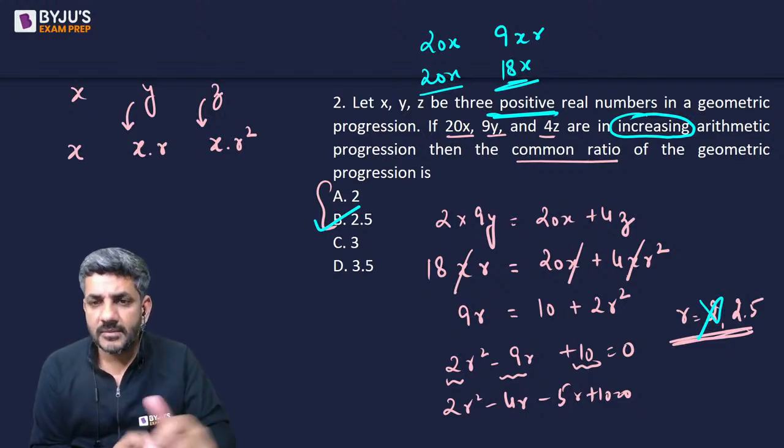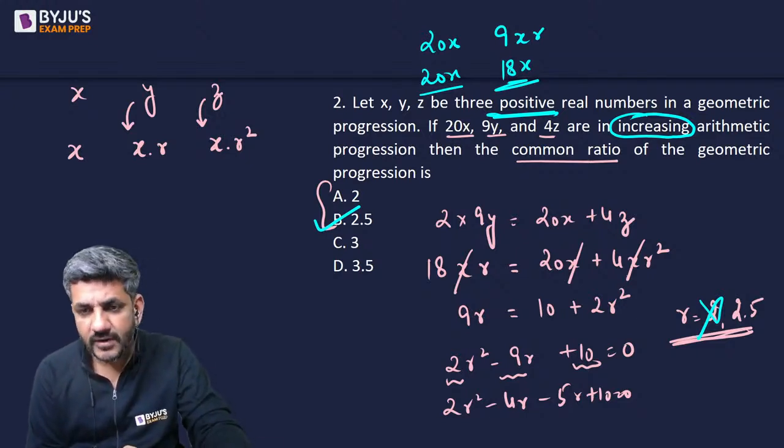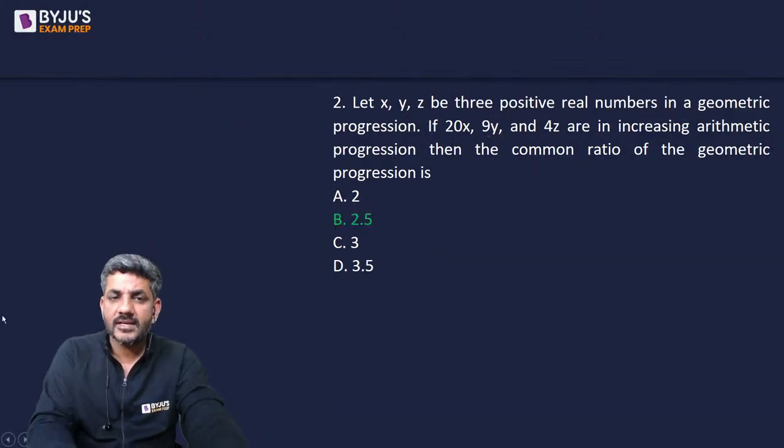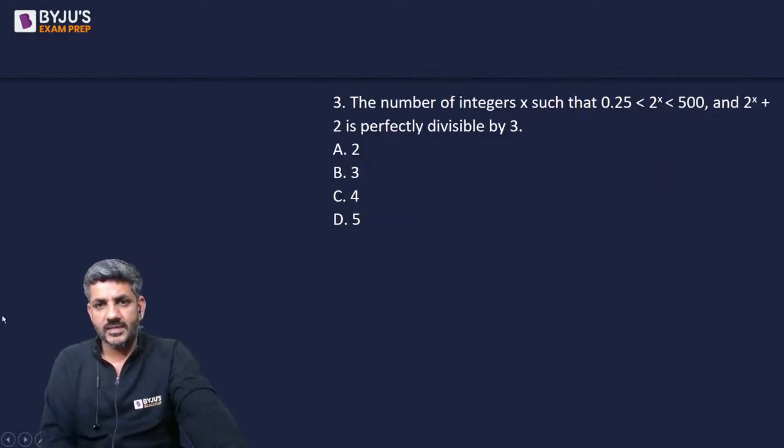So that was question number 2. I'm sure it is understood to all. Let's move ahead to the next question. How many people answer the next one? Let's have a look at this. Question number 3 is here.